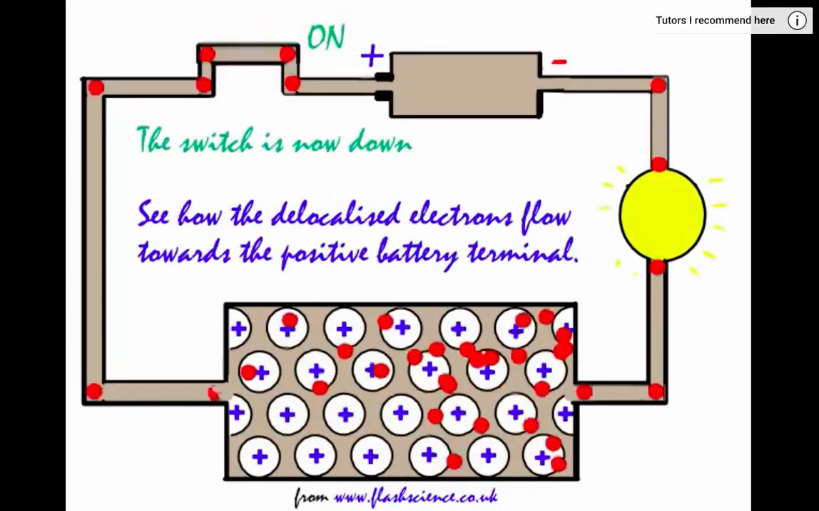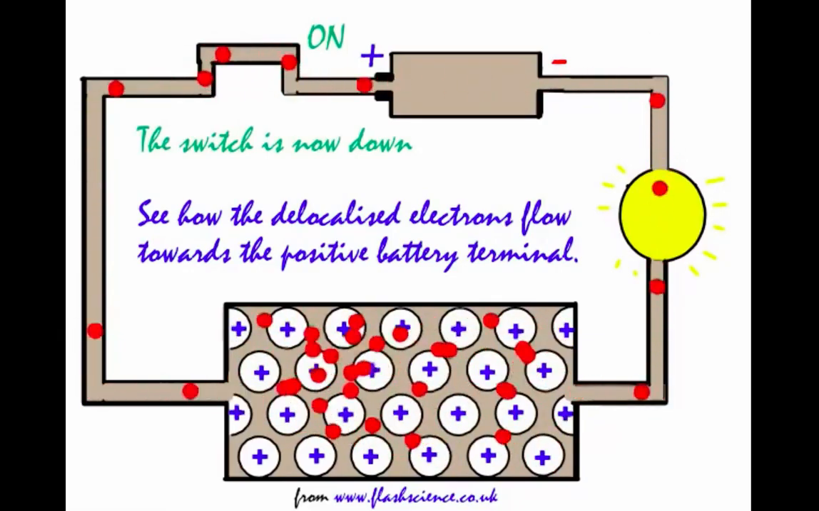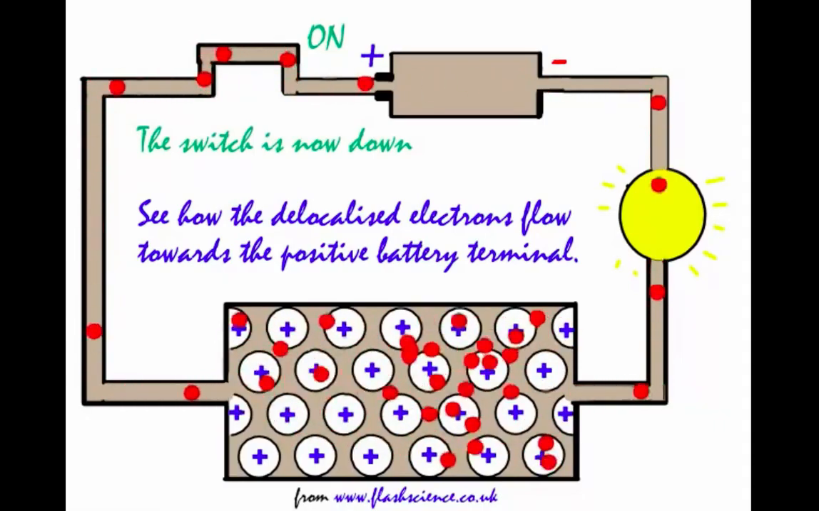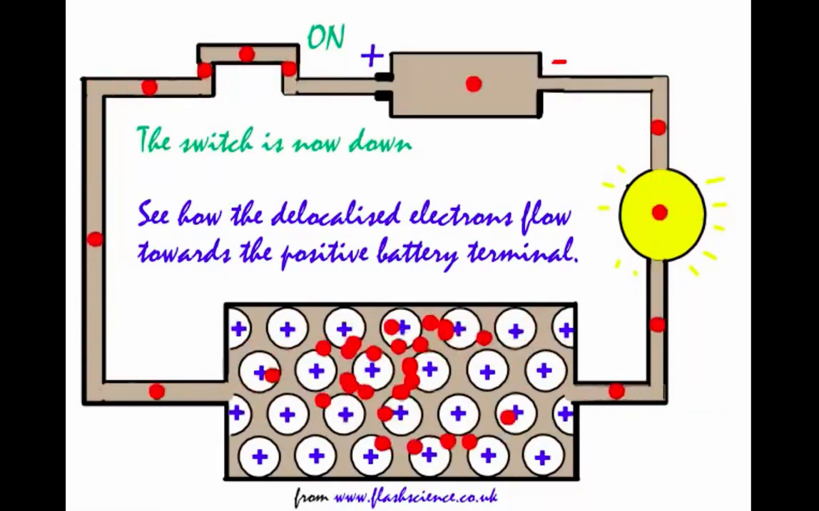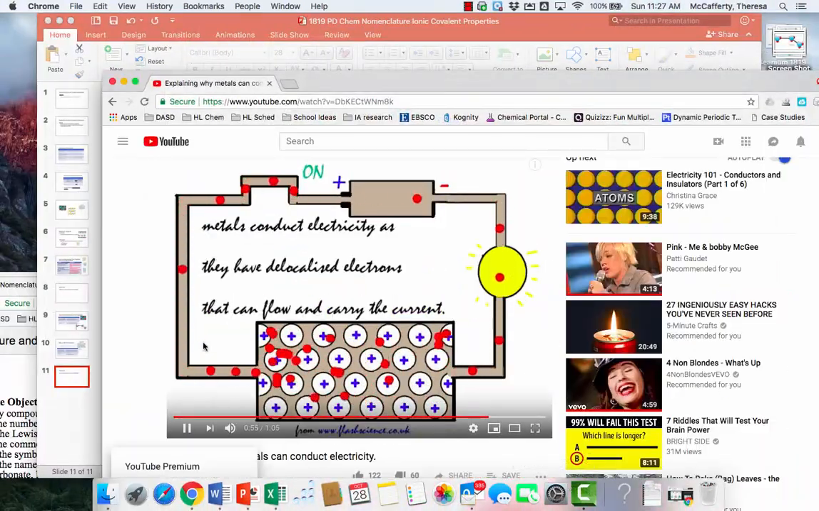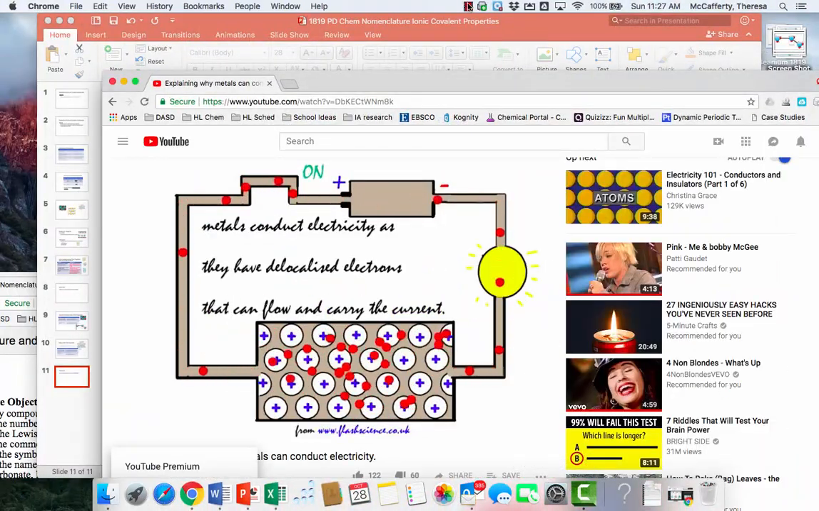Now we put the switch on and you can see that those electrons are moving towards the positive battery terminal. Okay, and we've just completed the circuit, so they just keep moving. But that gives you an idea of what a metal would look like if we were able to blow it up to that scale. And that ends this screencast.